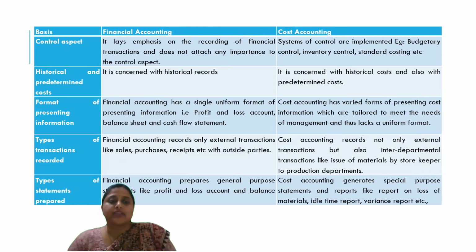Then we are talking about the types of statements that are prepared. Under financial accounting, they prepare general purpose statements like the profit and loss account, the balance sheet, or cash flows. Whereas in cost accounting, special purpose statements and reports are prepared. Say, for example, a loss on material report, an idle time report, or a variance report is prepared. It becomes important for us to understand these differences so that the other aspects of cost accounting are understood better. That's all for now. Thank you very much.